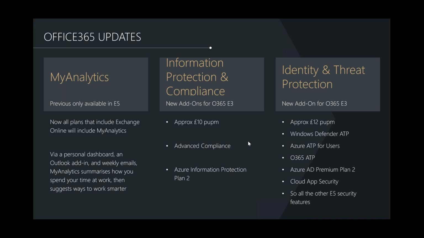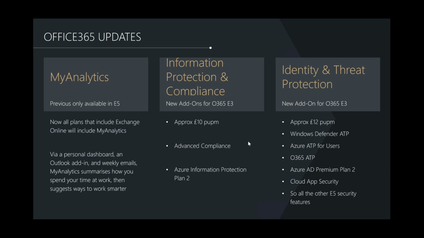Microsoft's attempt to push the E5 layer is to add in more complexity, to offer some more add-ons and some more types of suites. So you've now got something called the Information Protection and Compliance Suite, which you would add on top of Office 365 E3. Effectively, when I talk about information protection and compliance, I'm talking about Azure Information Protection Plan 2 and a new suite called Advanced Compliance.